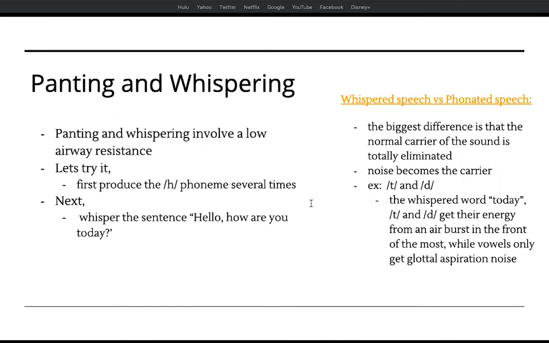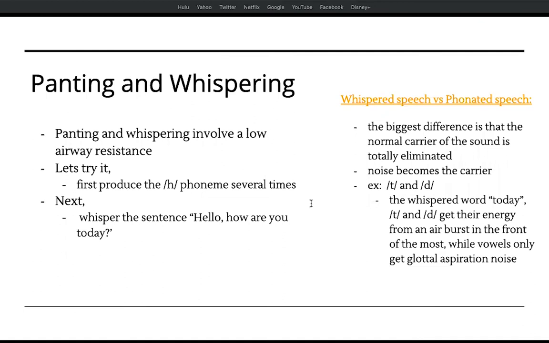And lastly, panting and whispering. Panting and whispering involve a low airway resistance, which means the vocal folds are brought together pretty close, but they're not close enough to produce a vibration. And the glottal flow is large enough to produce turbulence, like a hissing noise.